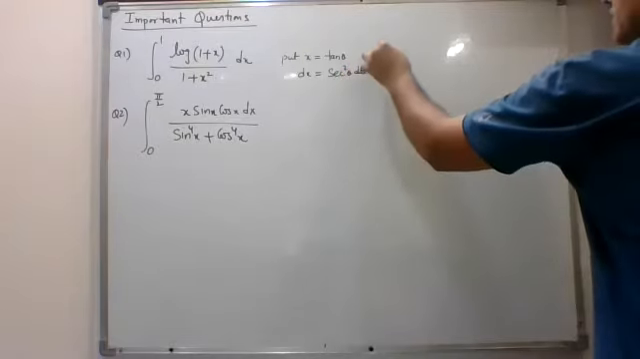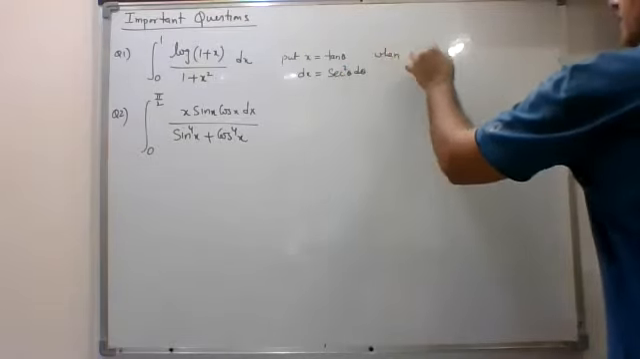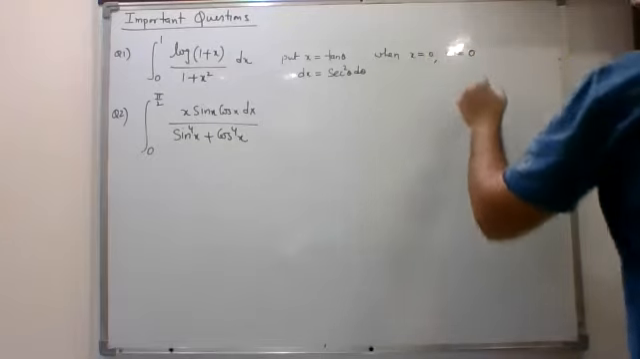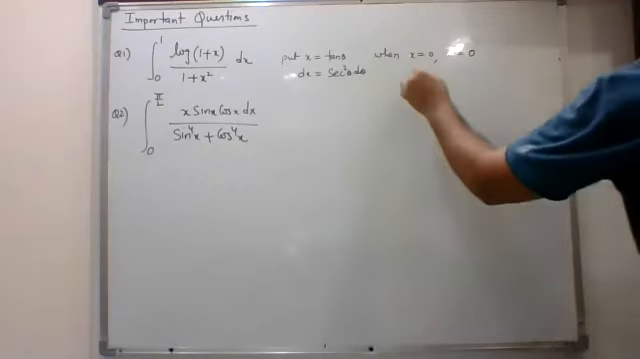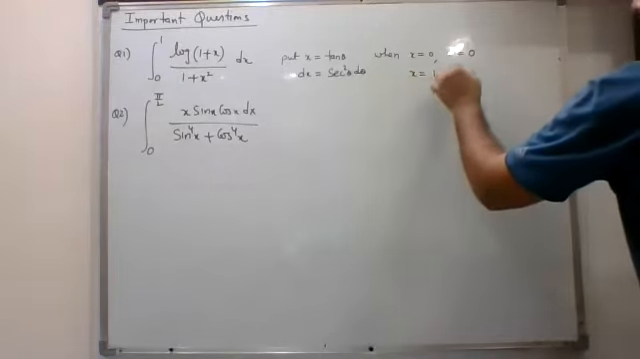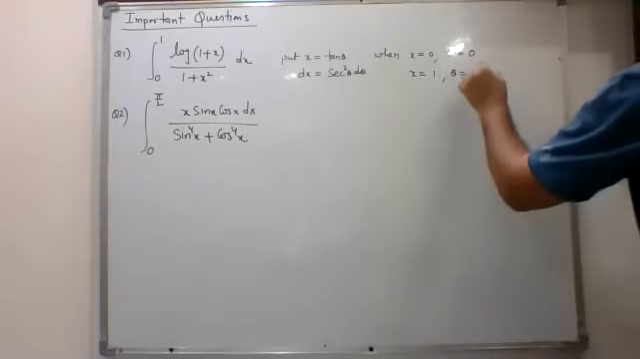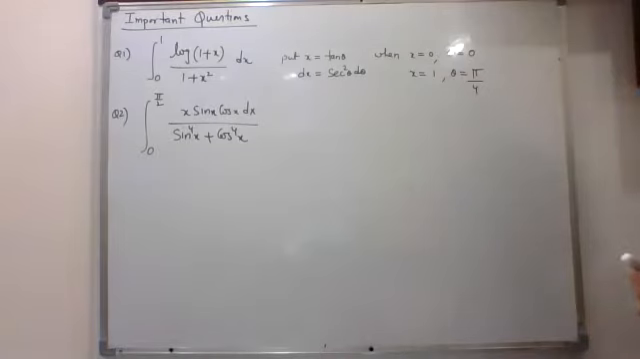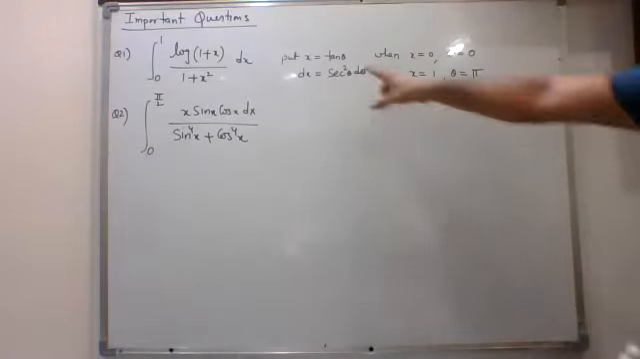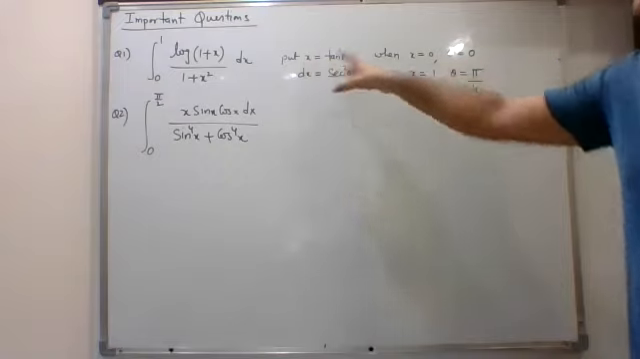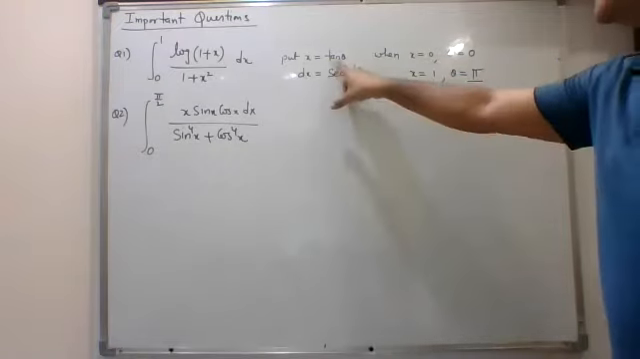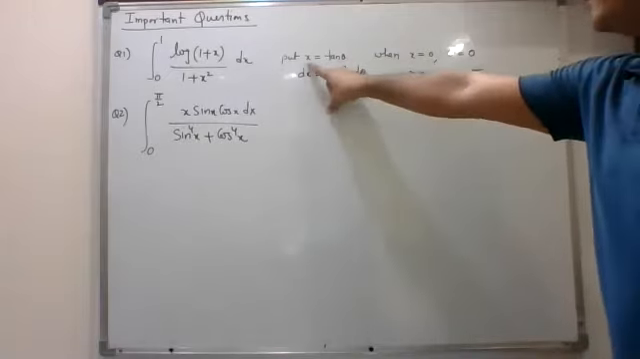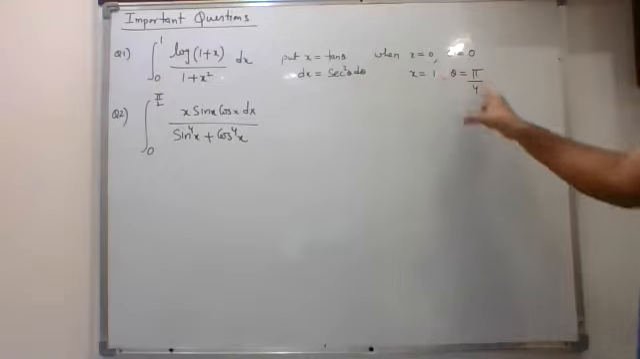Let us change the limits also. When your x was 0, your theta will be equal to 0, and when your x is 1, then your theta will be equal to, sorry, pi by 4. So you know that tan theta is equal to 1 when theta is equal to 45, and tan theta is equal to 0 when your theta is 0. So when you put 1 over here, then tan theta is equal to 1. So you know that theta has to be 45.